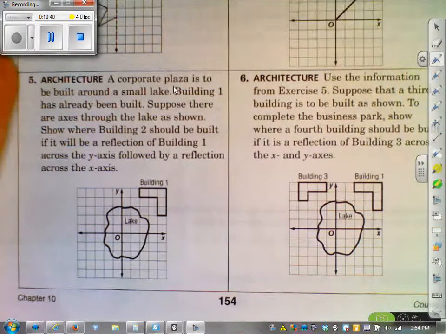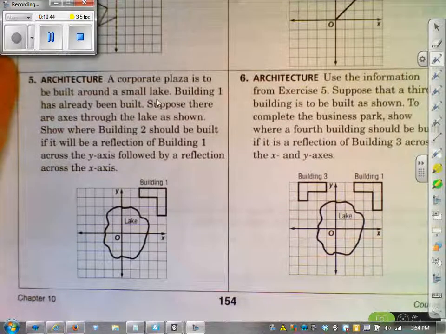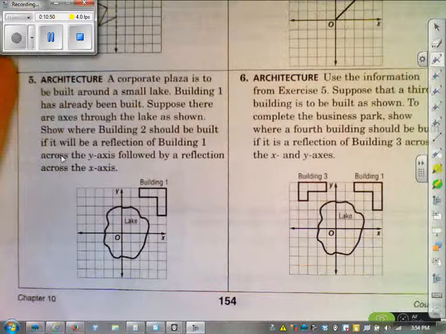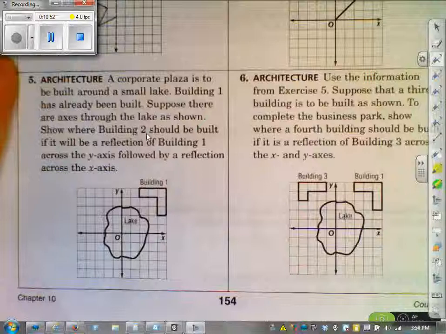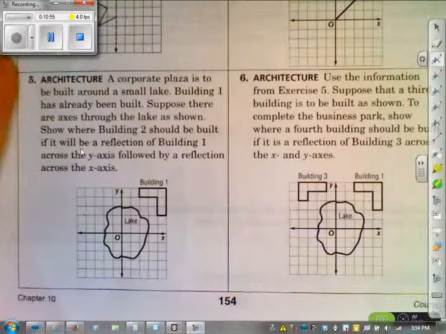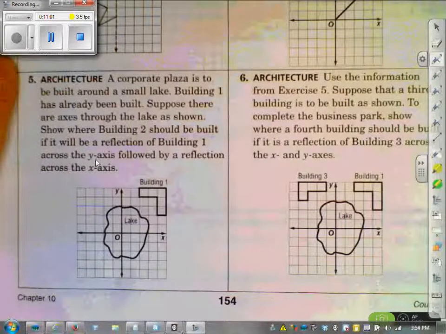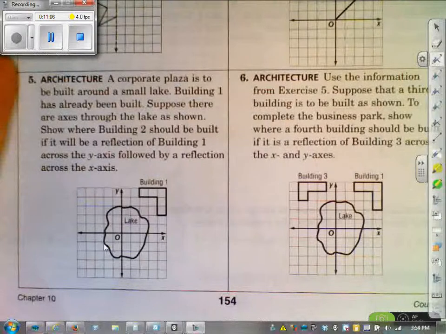A corporate plaza is to be built around a small lake. Building 1 has already been built. Suppose that there are axes going through the lake as shown. Show where building 2 should be built if it will be a reflection of building 1 across the y-axis followed by a reflection across the x-axis.